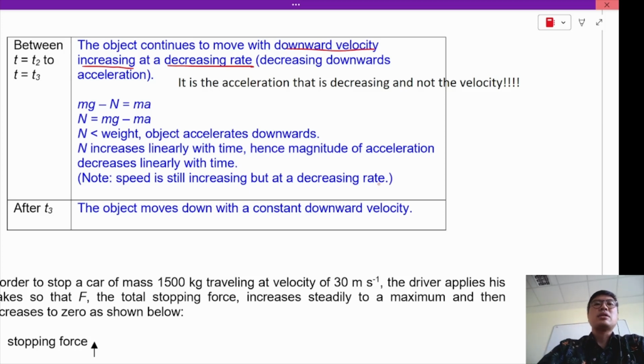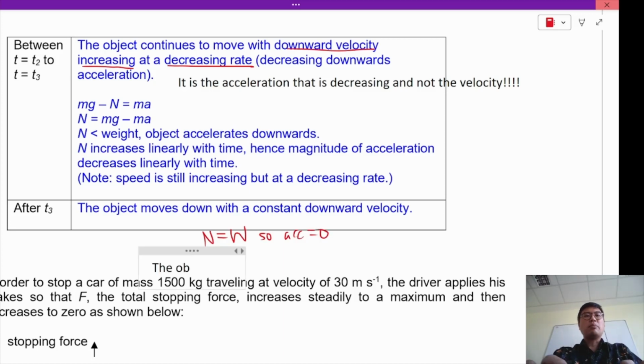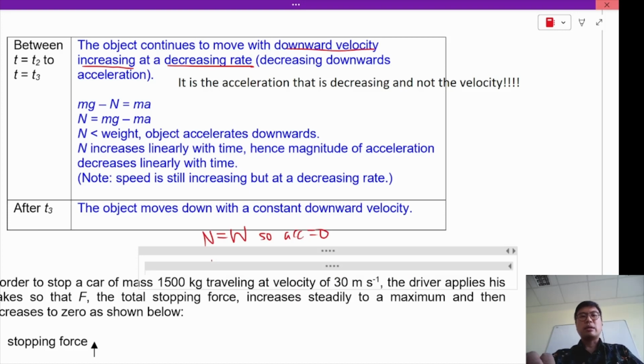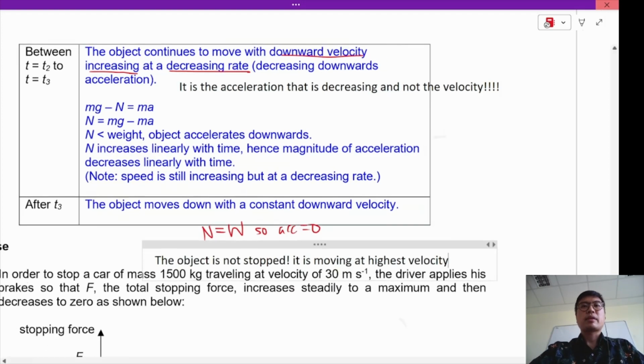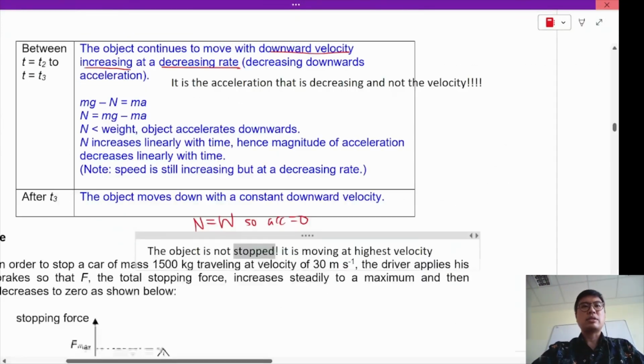Okay, after T3, the object moves with a constant downward velocity because normal equals the weight, so acceleration equals 0. But please note, the object is not stopped. It is moving at the highest velocity. Just because the acceleration is 0 does not mean the object is stopped. Okay, so can you please remember this? Just because the acceleration is 0 does not mean the object is stopped.